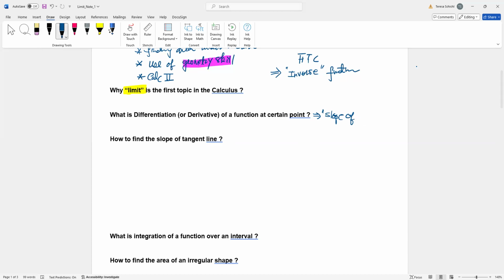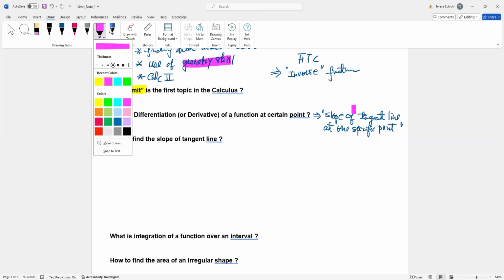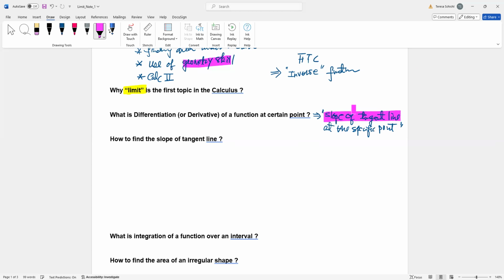Okay, so that's what is the slope of the tangent line at the specific point. Remember the whole semester about differentiation, we talk about the derivative. It's basically, this is what we are looking for, the slope of the tangent lines. Okay, so you say, oh, the slope of a tangent line, that's what the derivative is about, right? So why do we want the limit concept?